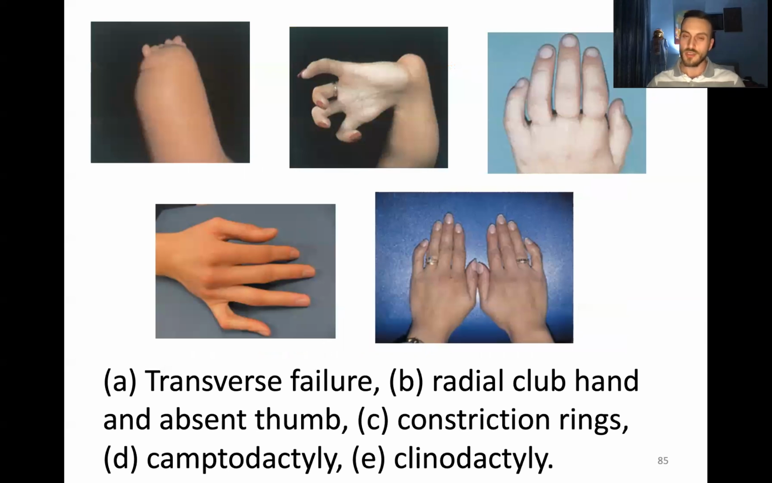Congenital anomalies, we talked about a few of them in the pediatrics, okay? Like transverse failure in the first one, radial club hand, we talked about it last lecture. This is concentric rings. So the constriction rings, they might have it in the fingers or in the toes. It's very important to diagnose these patients as early as possible and to know the stage of this disease so we can manage them as early as possible.